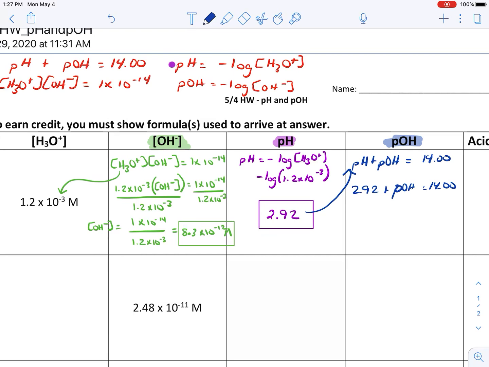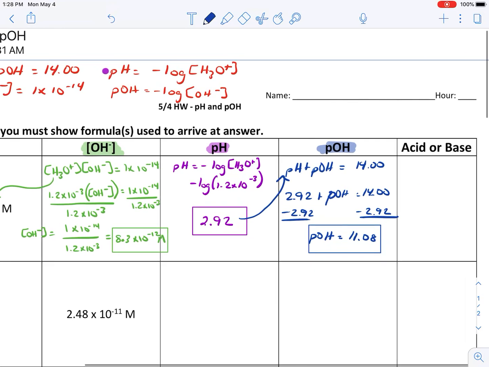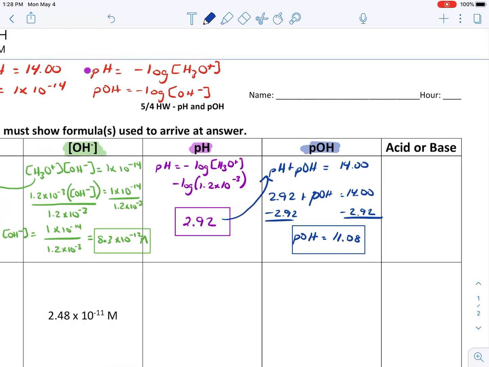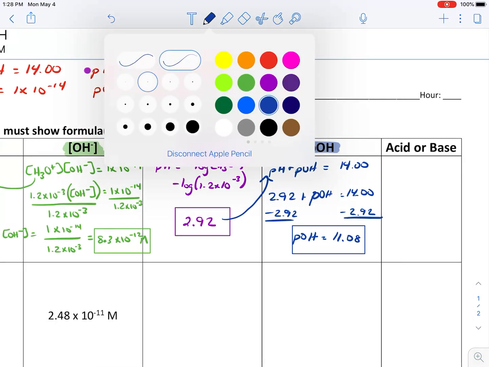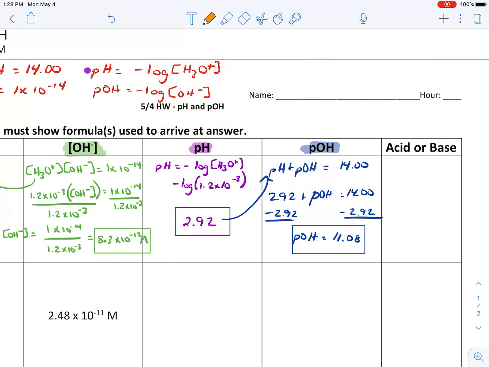We take 14 minus 2.92, because to isolate, we subtract 2.92 on each side. And pOH will become 11.08. The last thing to figure out is whether it is an acid or a base. We can look at our pH to figure that out. Our pH is less than 7, so it is an acid.